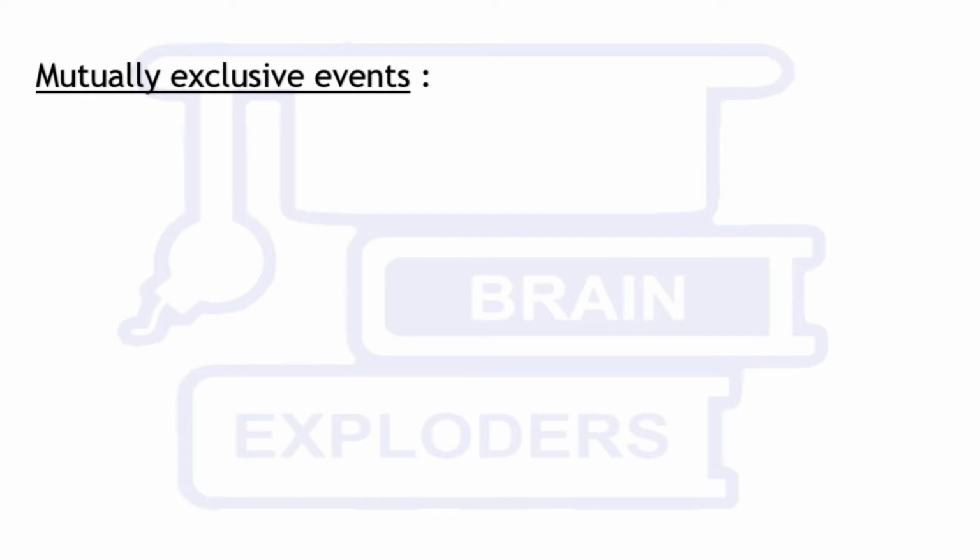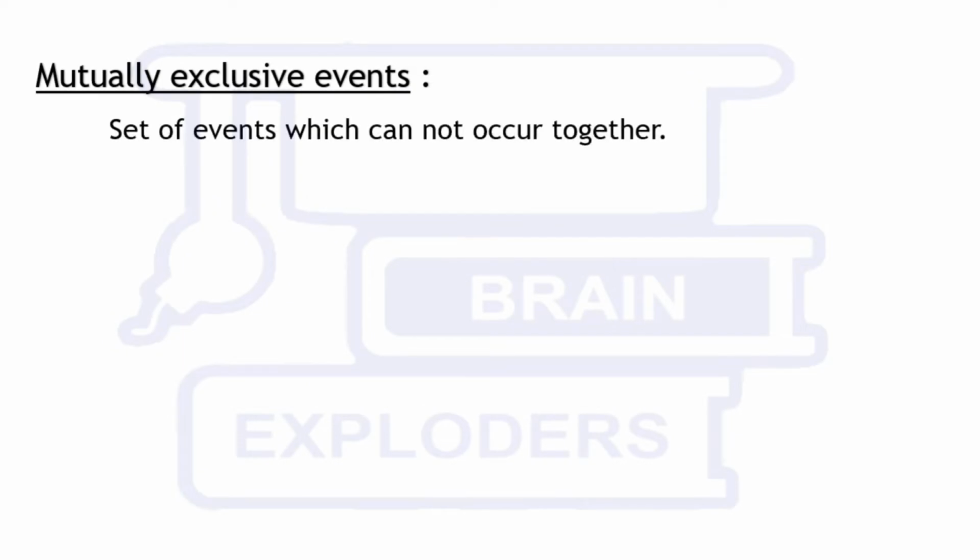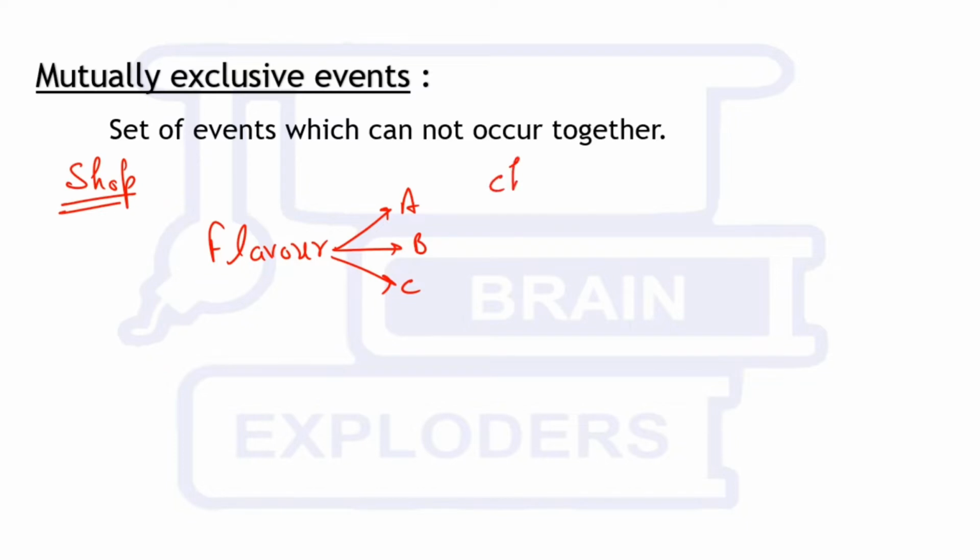So before solving the problem, we must have an idea about mutually exclusive events. A set of events which cannot occur together are called mutually exclusive events. Suppose you are in a shop and you have to purchase an ice cream, and in ice cream there are three choices for flavor, A, B and C, and you have to choose exactly one.